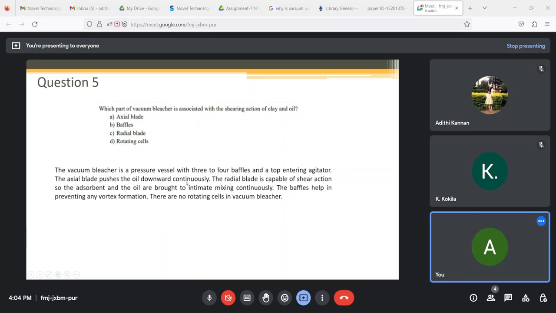So the baffles are attached to the inside of the vacuum bleacher walls, and these baffles are like vertical structures. If you Google and see, there will be long baffles attached to the walls of the pressure vessel, and because of these baffles, a whirlpool of the oil will be disrupted.